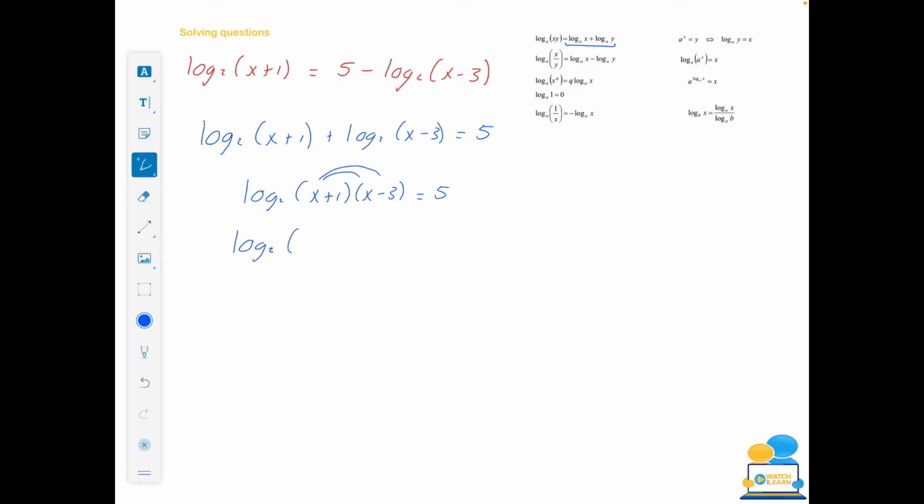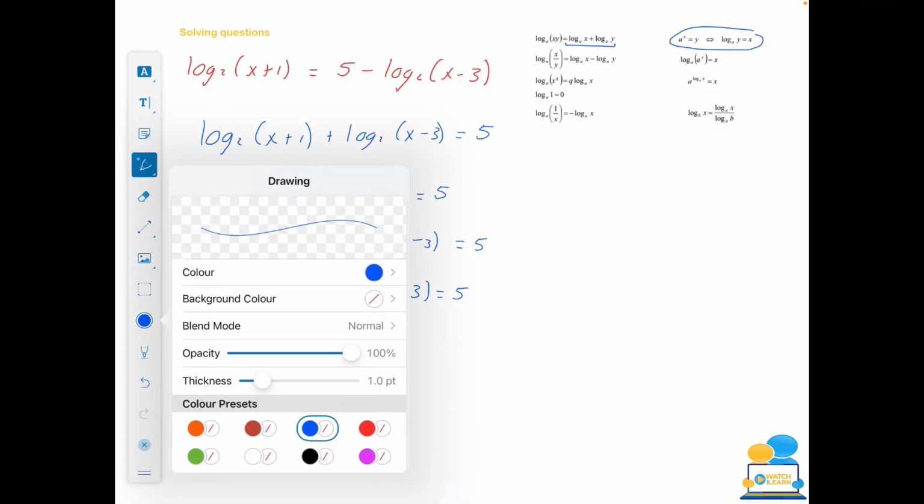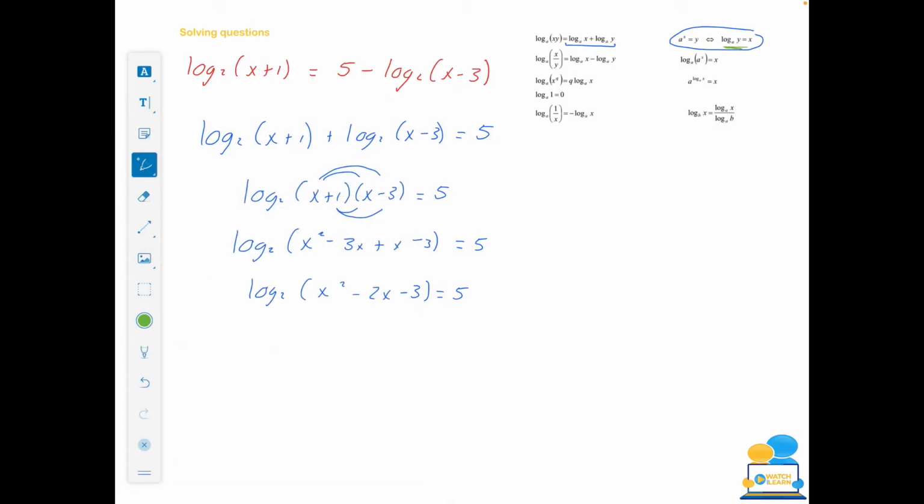Now I'm going to multiply out both of these brackets. So that is the same as log to base 2 of x by x and x by minus 3. That'll be x squared minus 3x plus x minus 3 is equal to 5. Then we've log to base 2 of x squared minus 2x minus 3 is equal to 5. Now I have my x trapped inside the log. There are no more rules of logs that I can use here. When you get to this dead end, you know we need to change to index form.